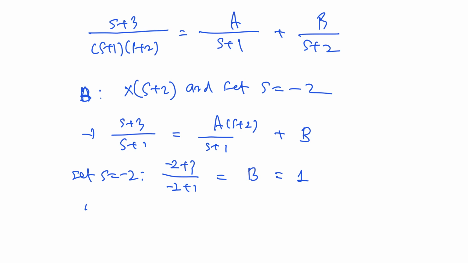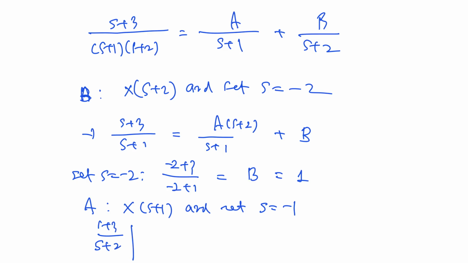Determine a, multiply by s plus 1 and set s equal to minus 1. So that is s plus 2, s plus 3, with s equal to minus 1, which is 1 times 2, equal to a. So a is equal to 2.